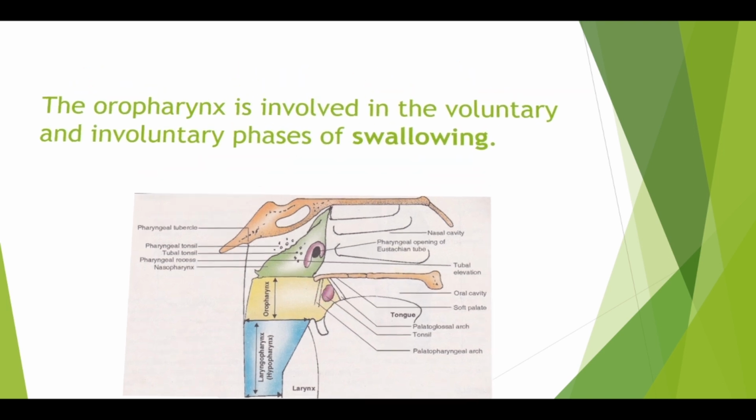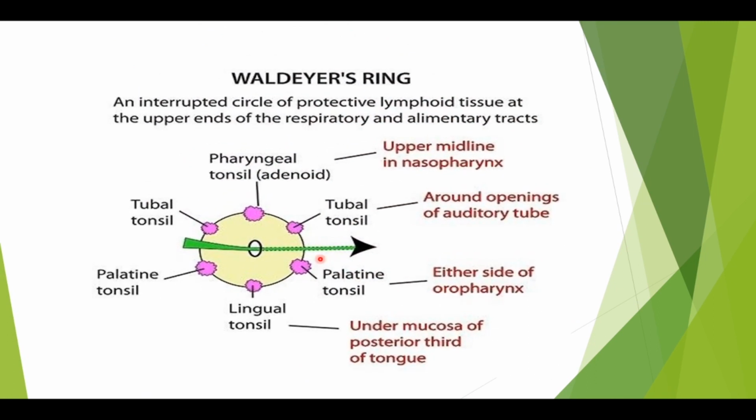There is one more important thing in the oropharynx, and that is the Waldeyer's ring. It is an interrupted circle of protective lymphoid tissue at the upper ends of respiratory and alimentary tracts, and is comprised of pharyngeal tonsil, tubal tonsil, palatine tonsil and the lingual tonsils, which gives it a ring-shaped appearance. That is why it is known as Waldeyer's ring.